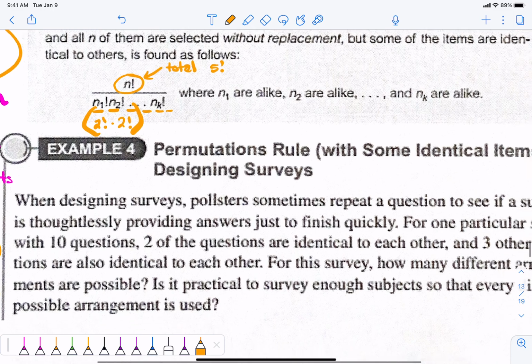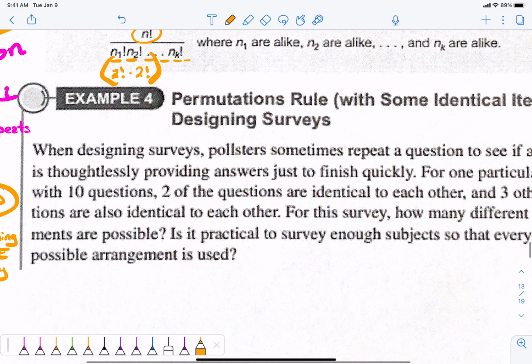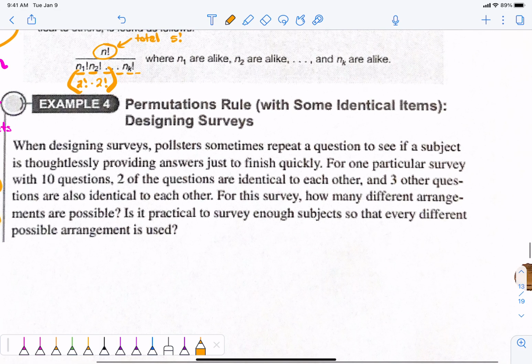Permutation rule with some identical items. Let's do this. When designing surveys, pollsters sometimes repeat a question to see if the subject is thoughtlessly providing answers to just finish quickly. This sounds like a question for Caleb.